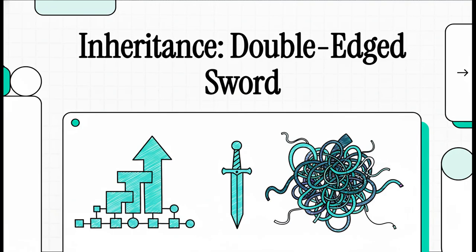Welcome to The Explainer. All right, today we're going to tackle one of programming's most, well, let's call it a double-edged sword. Inheritance. Get it right and your code is beautiful. Get it wrong and you've got a tangled mess on your hands. So let's figure out how to use this thing the right way.